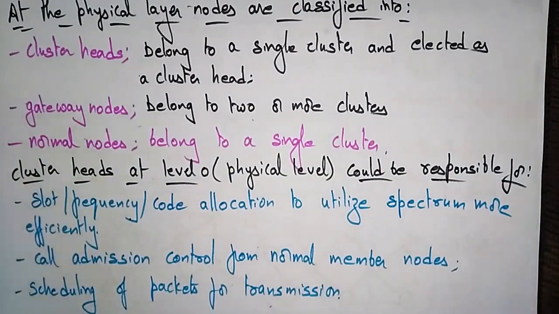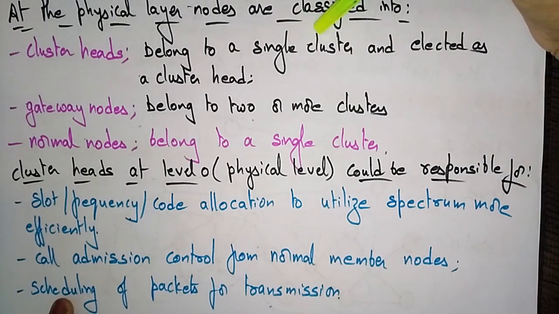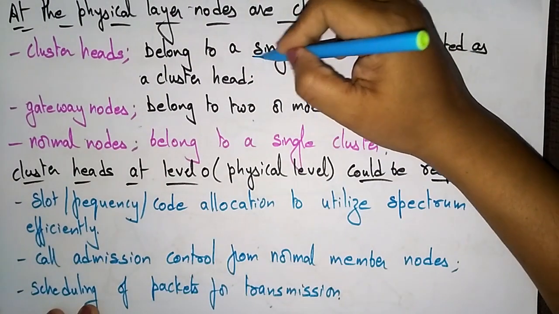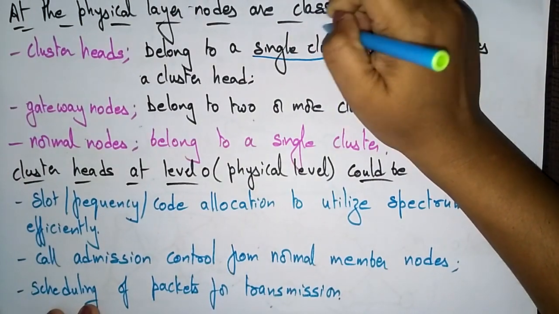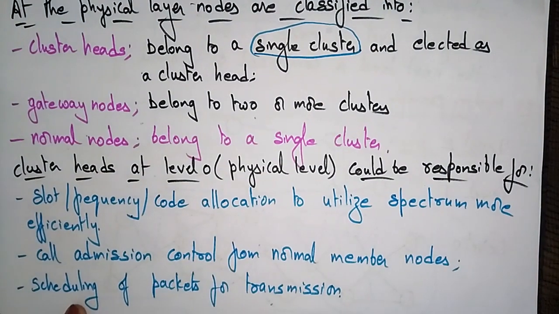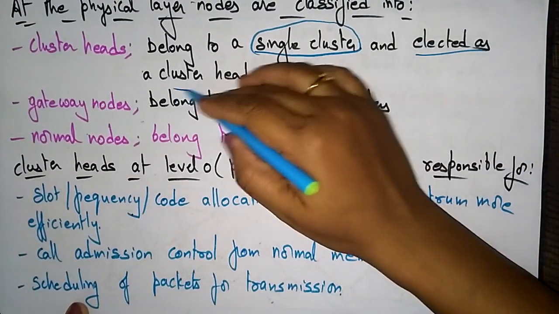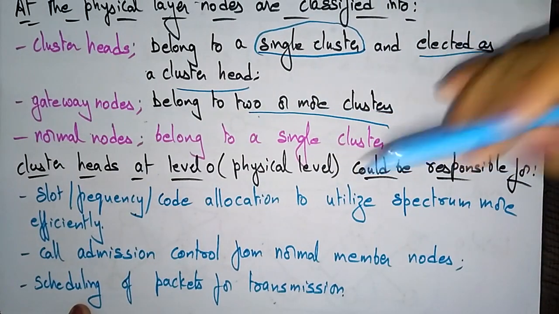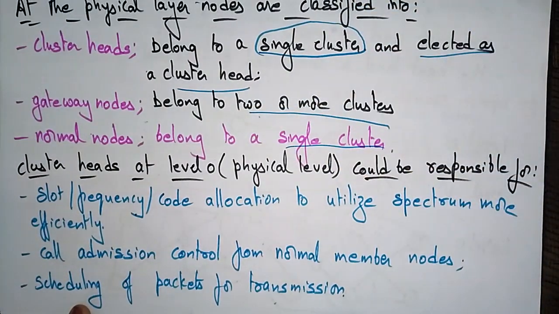At the physical layer, nodes are classified into cluster heads, gateway nodes and normal nodes. So what are cluster heads? The cluster head belongs to a single cluster and is elected as a cluster head. So the cluster head has only a single cluster. Gateway nodes belong to two or more clusters. Normal nodes belong to a single cluster.